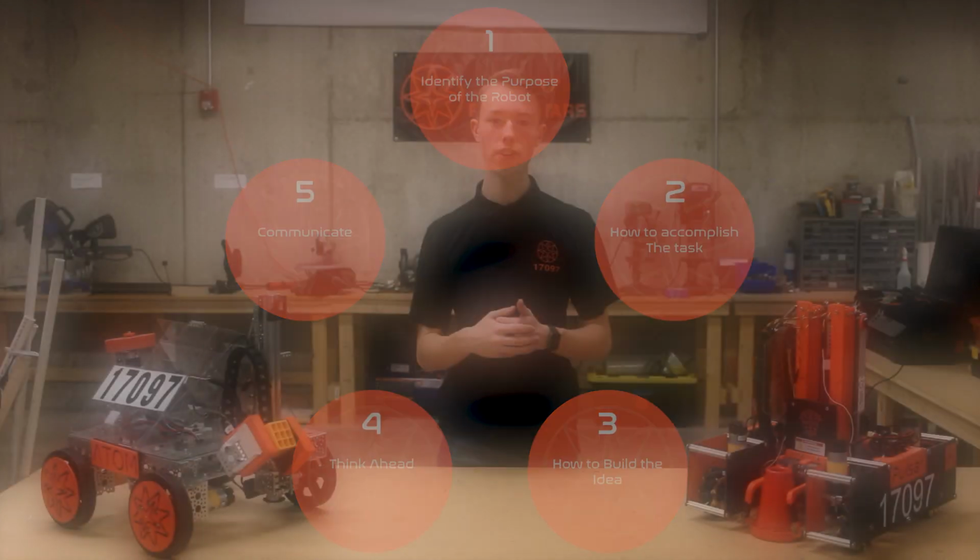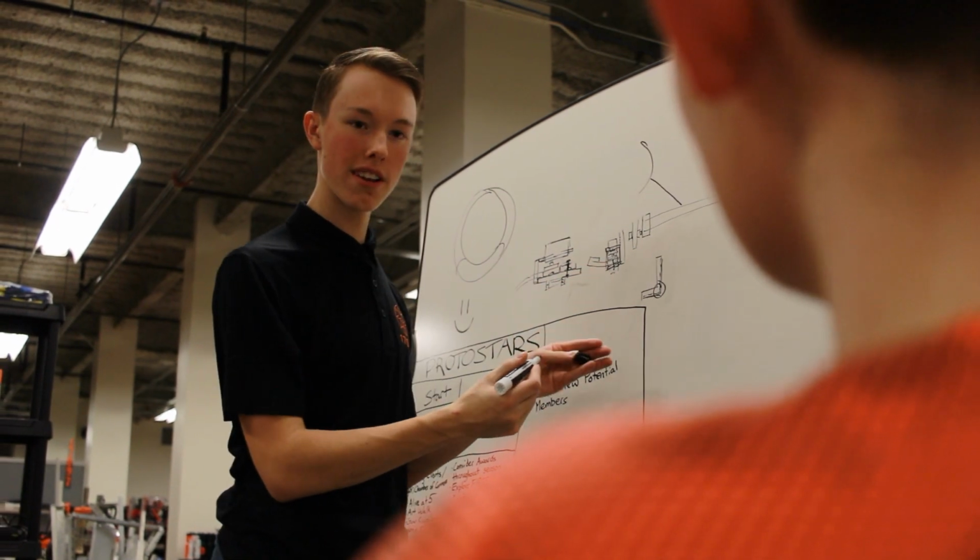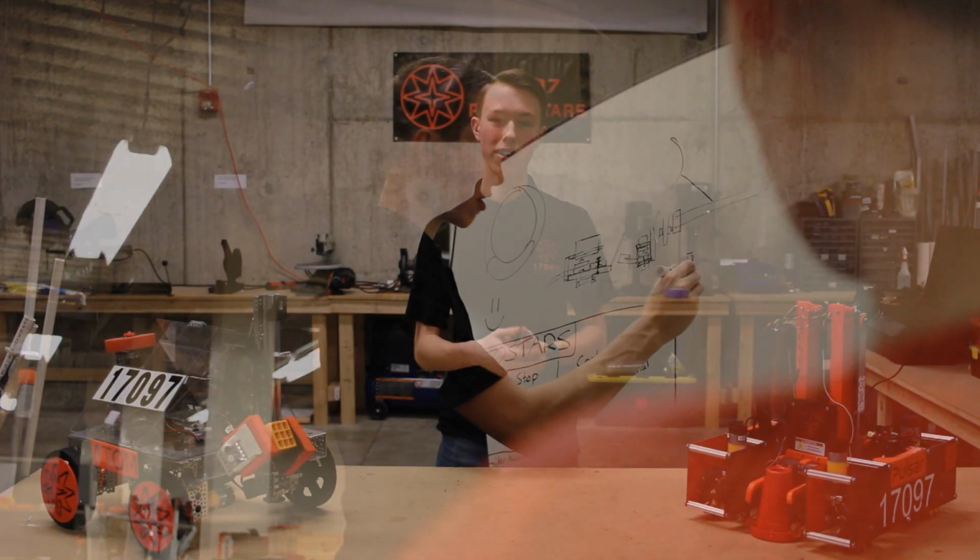Step 4 actually happens during step 3. And for step 4, you think ahead. Consider potential issues so that when you encounter those issues, you know how to fix them. Step 5 also occurs during step 3. For step 5, communicate. If a few people design a drivetrain and some people design the special function without communicating, they likely won't connect well.